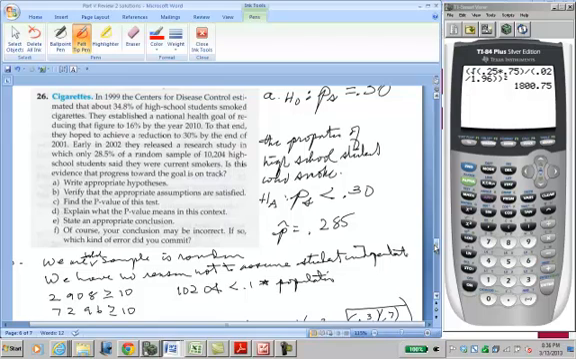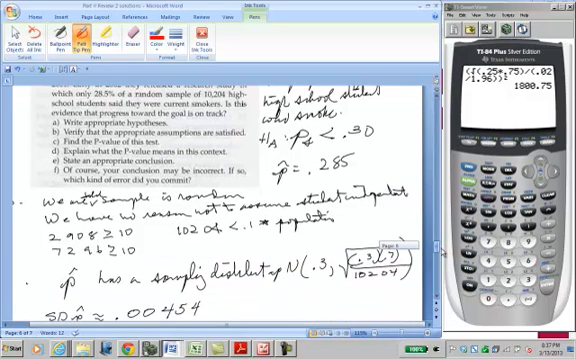Early in 2002, they released this research study in which only 28.5% of this huge sample, 10,000 high school students, said they were smokers. Is this evidence that progress towards the goal is on track? All right, so the null hypothesis is not going to be 34.8 because we passed that a long time ago. For the null hypothesis, we're going to use that 0.3. So the proportion of high school students who smoke is 0.3. p-hat is 0.285. Okay, we are told the sample is random.